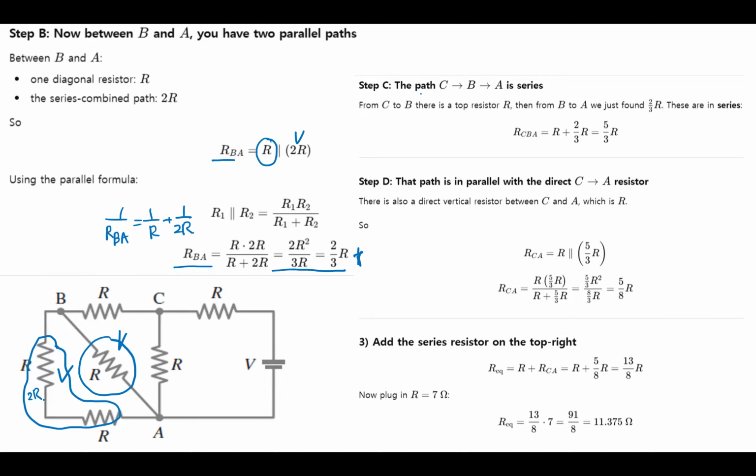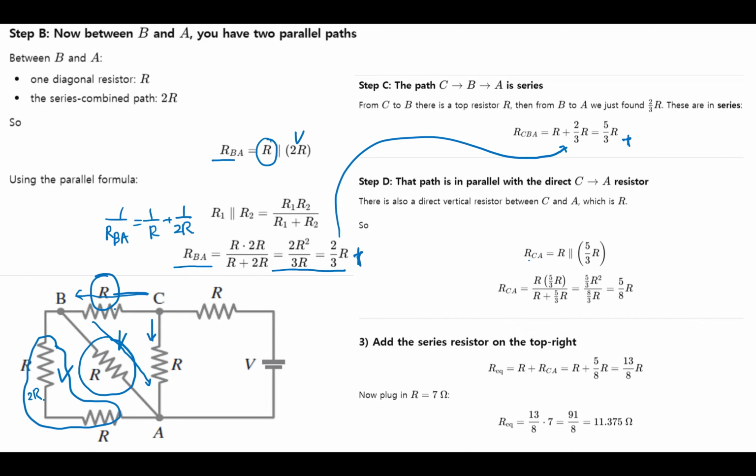And step C, the path from C to B, and then A. From C to B, there is the top resistor R here. And then B to A, we have found this one. Okay, so we get this value. And this path is in parallel with the direct C to A. Note that this branch out and this branch out, these are all parallel.